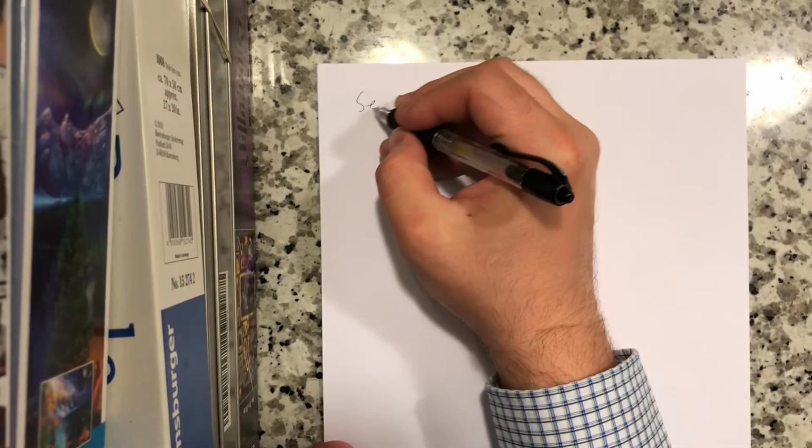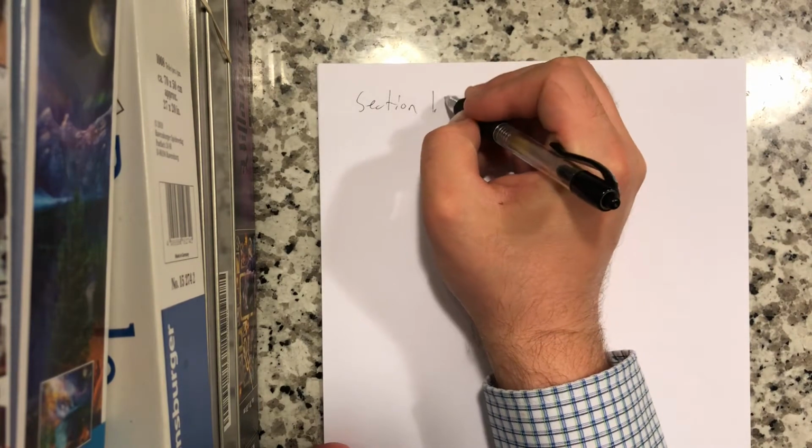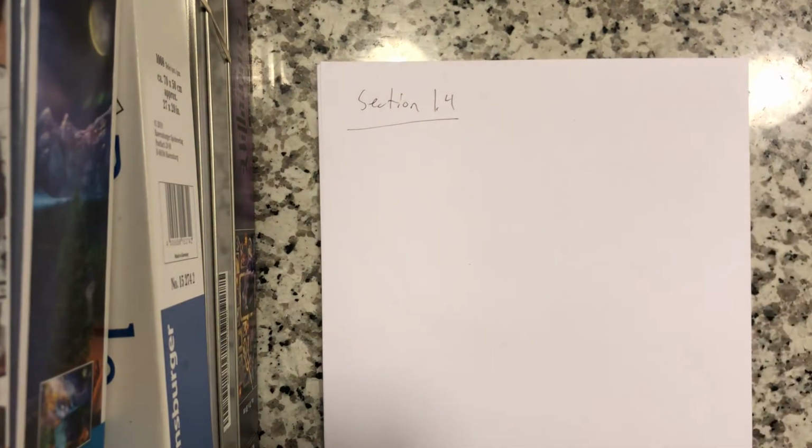Hello again, everybody. This is going to be section 1.4. Section 1.4 is going to talk about some of the really crucial things with angles that are going to show up over and over in the course.